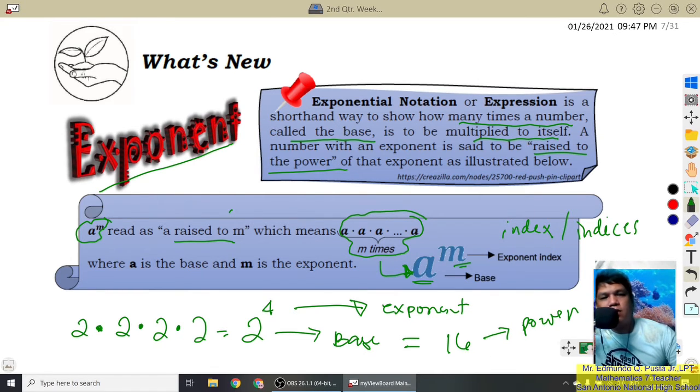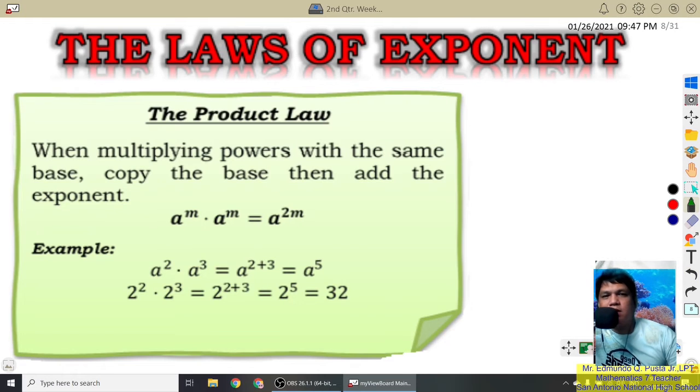So let us continue. We have here the topic, the laws of exponent. The first law, law number 1, is the product law. When multiplying powers with the same base, you copy the base, then add the exponents. So if we have a raised to m times a raised to m, we have a raised to 2m.